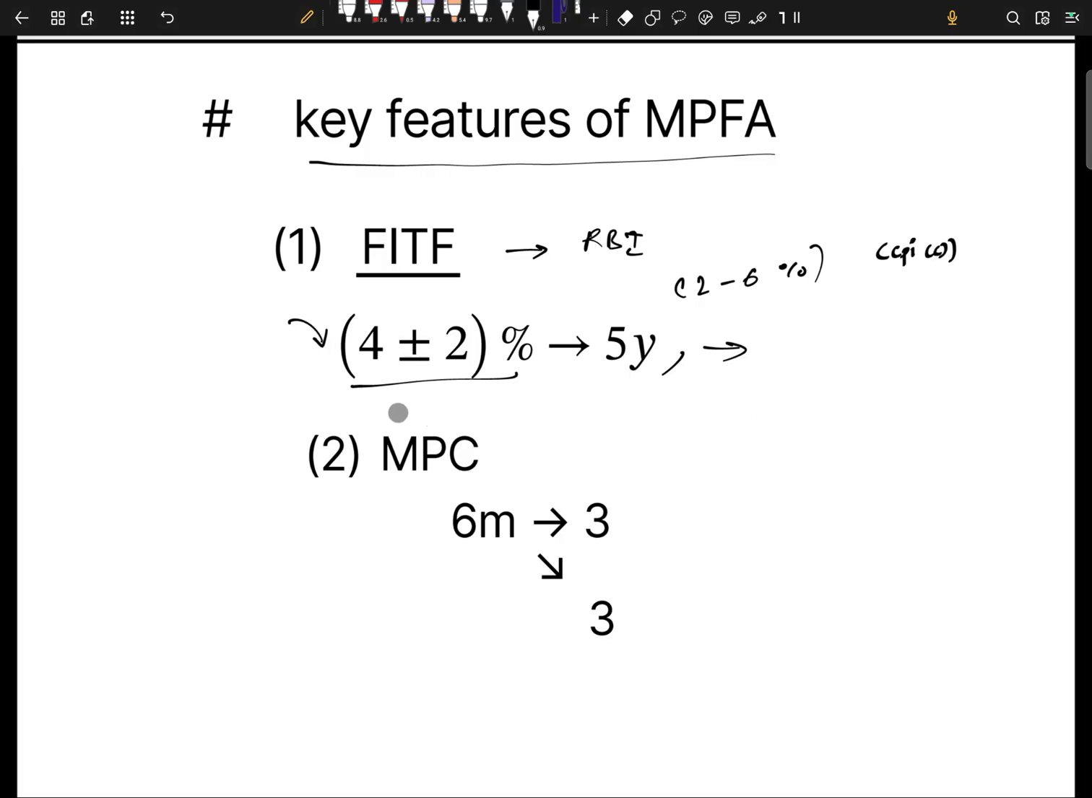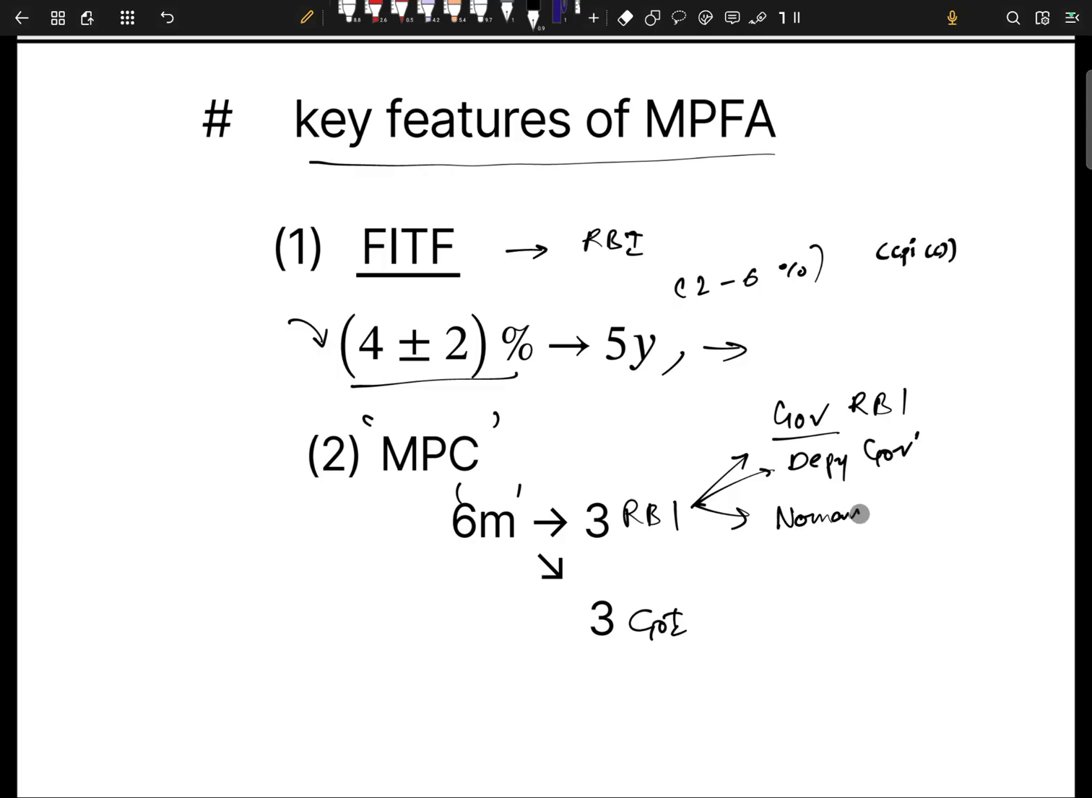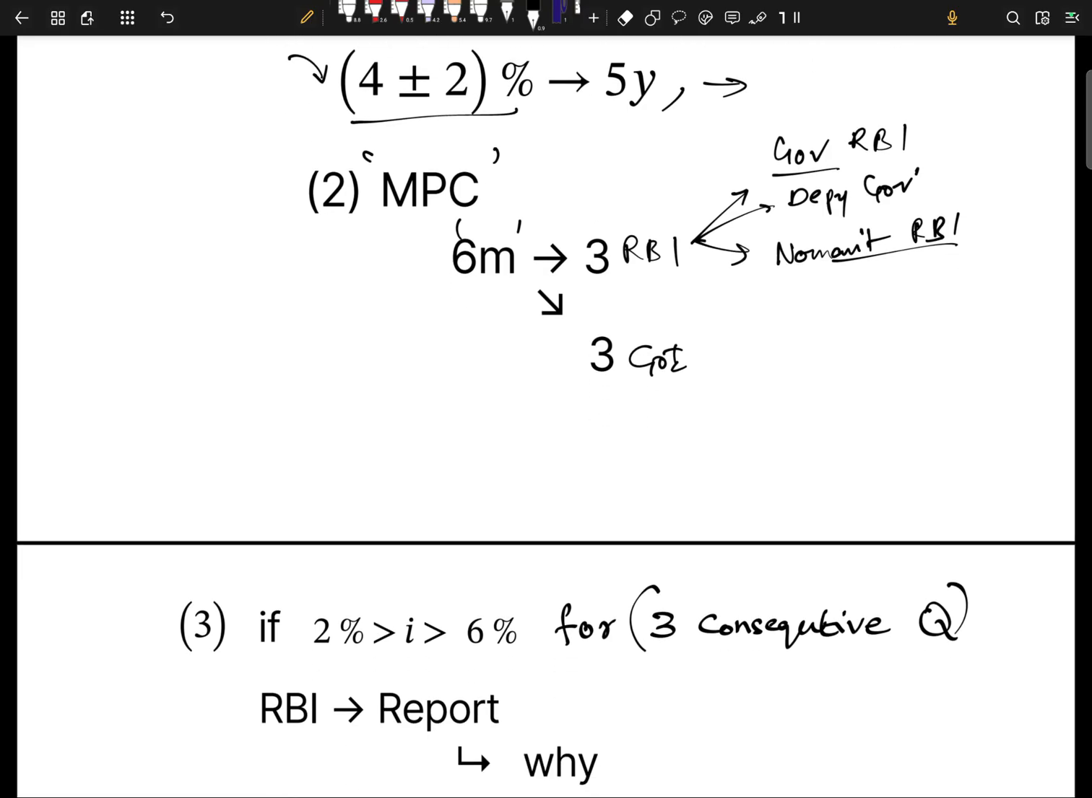And the second feature is the establishment of a monetary policy committee with 6 members, 3 from the RBI and 3 from the Government of India. Within these 3 from the RBI, one is the Governor of the RBI, one is the Deputy Governor of the RBI, and one is a person nominated by the RBI from its board.